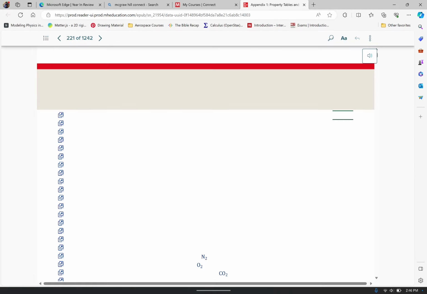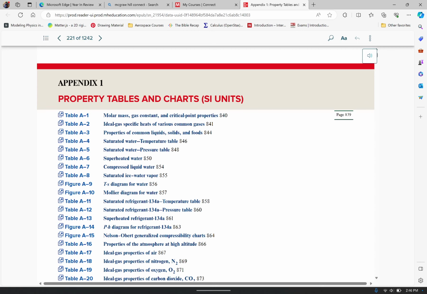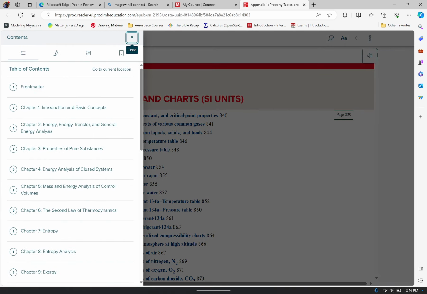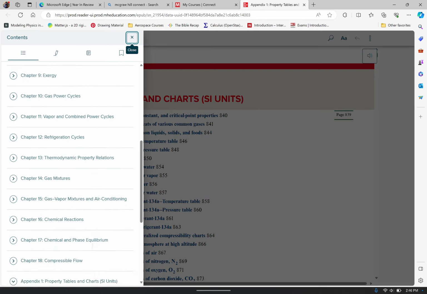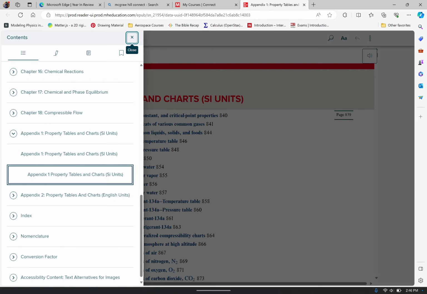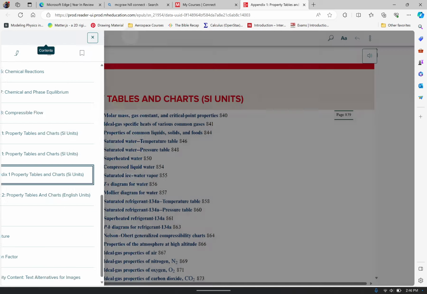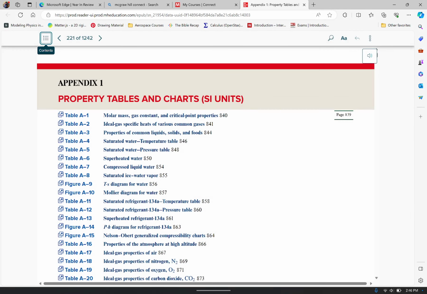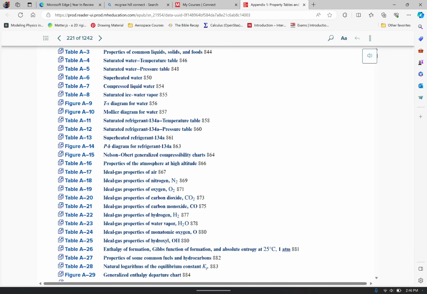You click the link for your textbook, and then if you go to this drop-down box right here, it'll bring you up the table of contents. You're going to scroll down all the way until you find your appendices. Now, if you're in English units, go to Appendix 2. SI units, go to Appendix 1. Now, when you get there, for most of the problems we're going to care about, we're going to be looking at a few different tables.